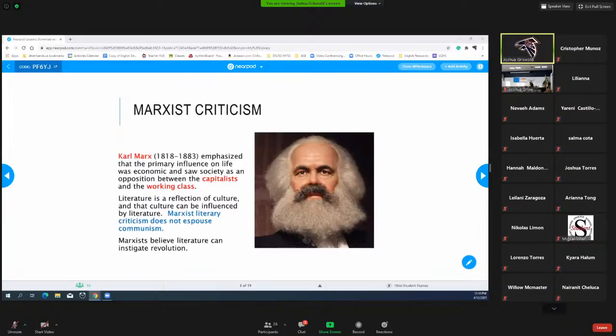That part in blue is very important to get. If you embrace this form of literary criticism, if you think it's interesting or whatever, it does not promote, espouse means like promote, it does not promote communism. Basically, you're just looking at some of Marx's writings and you're applying them to a text.